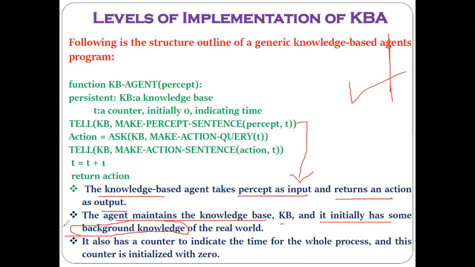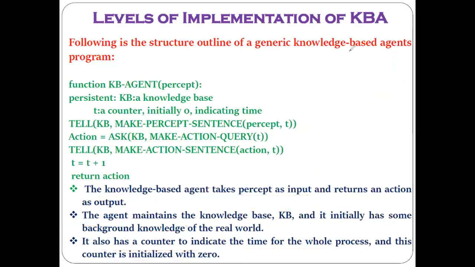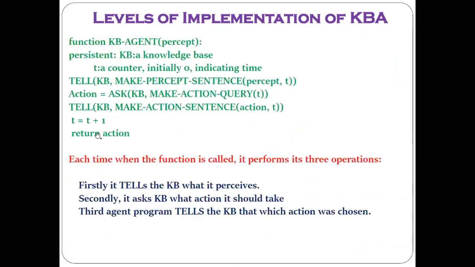Agent initially has some background knowledge. Which level does this? Knowledge level. So here I have mentioned the same thing. The agent maintains the knowledge base and it initially has some background knowledge of the real world. And there is also a counter T indicating the time for the whole process. Initially that counter T is set to zero, and then it gets increased each time an action gets performed.